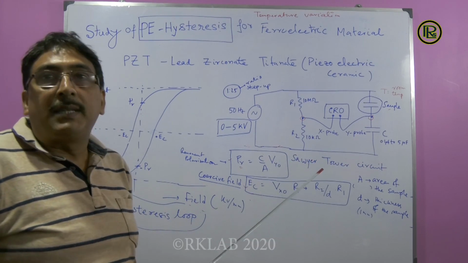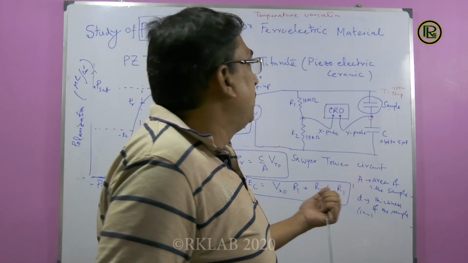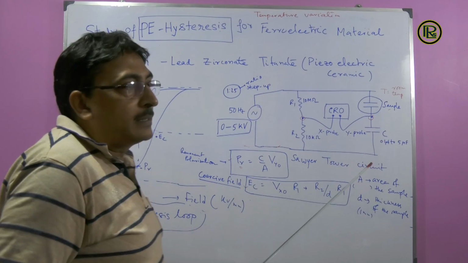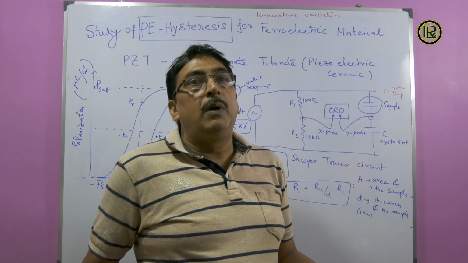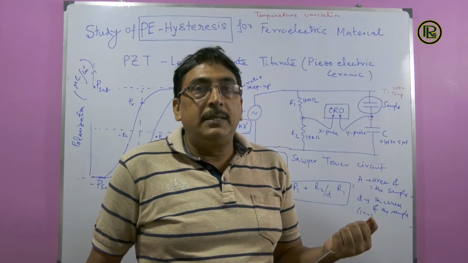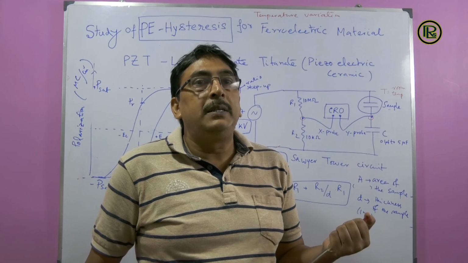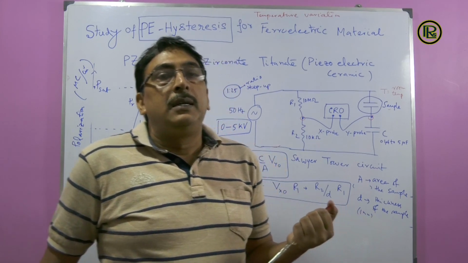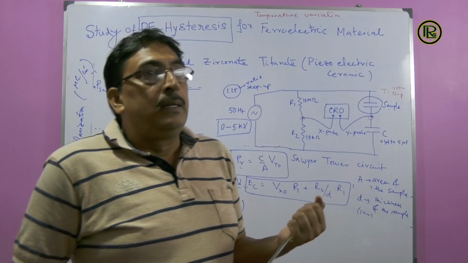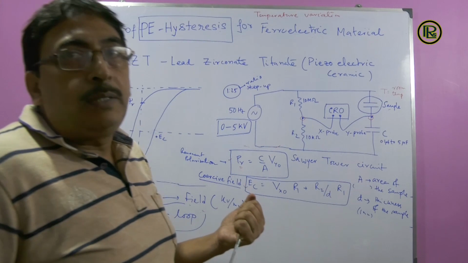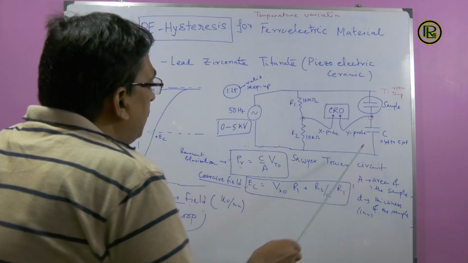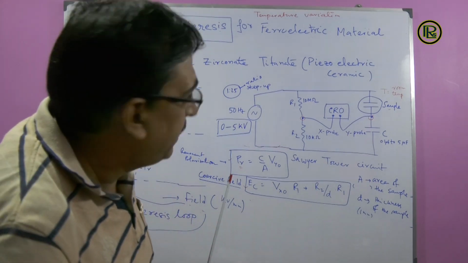So the circuit for the experiment is the following. In this lecture I first want to discuss the theoretical aspect and the circuit diagram of the experiment, and then I am going to perform the experiment here. So first we start with the circuit diagram. This is the simplified circuit for our experiment.